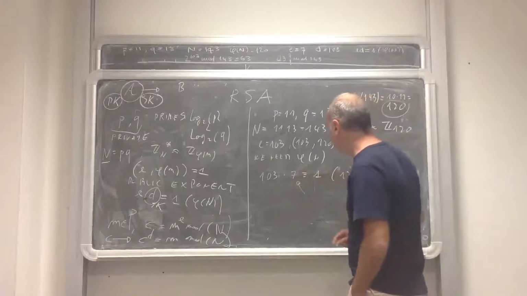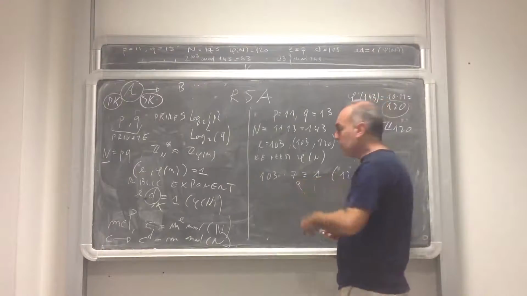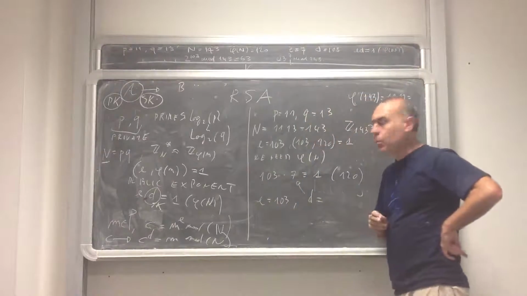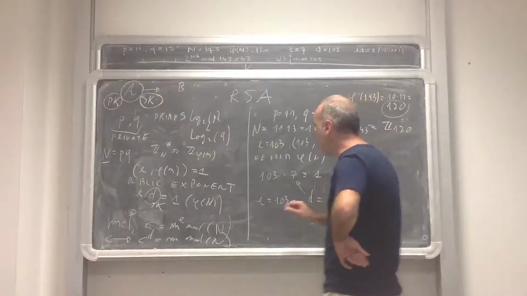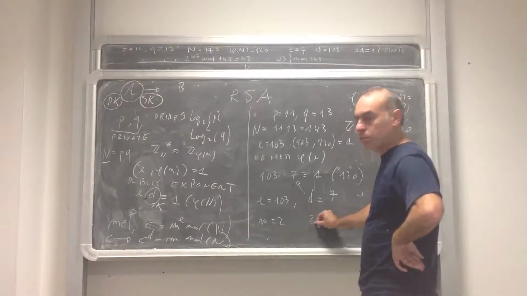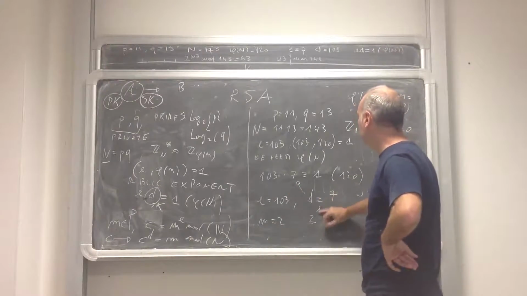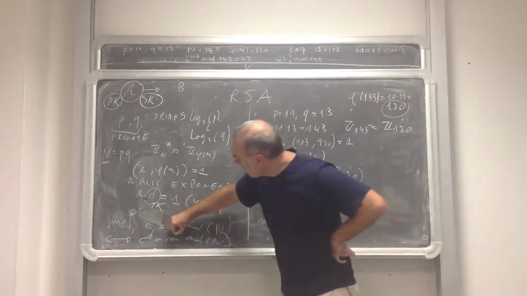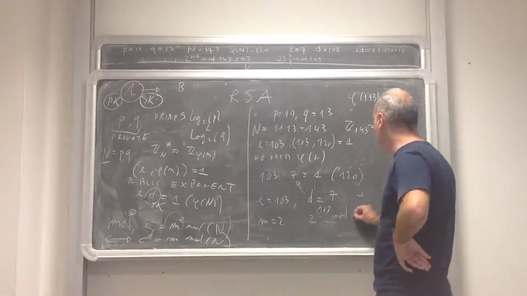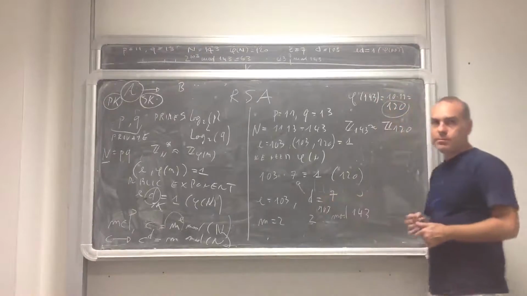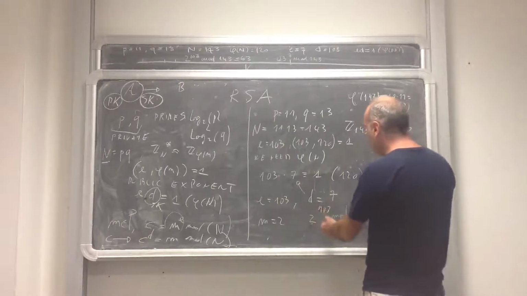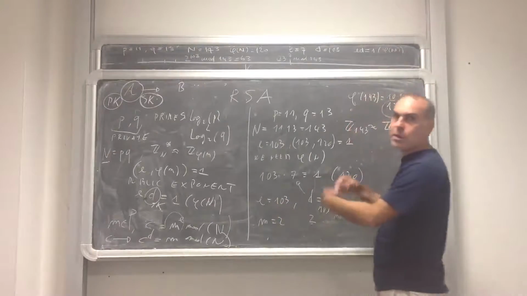How can we get this? Now assume this is true for the moment. So we have that E, the public exponent, is 103, and D, the private exponent, is 7. Now, if M is 2, what happens? Bob takes 2 to E, so 2 to 103, modulo N, and N is 143. Now this is a huge number, but you don't need to compute all this number and then reduce. You can compute a part of this number, then reduce, times a part of the number, then reduce, and so on.